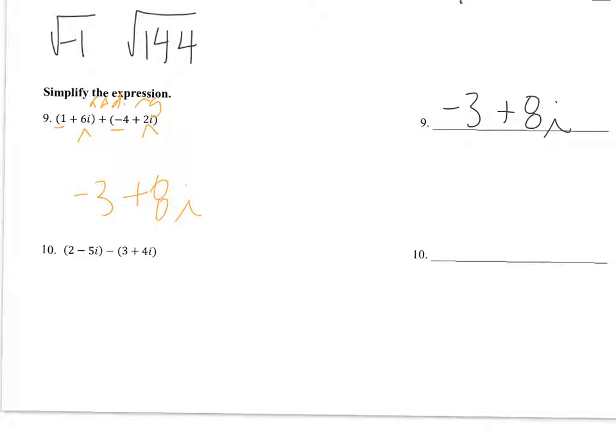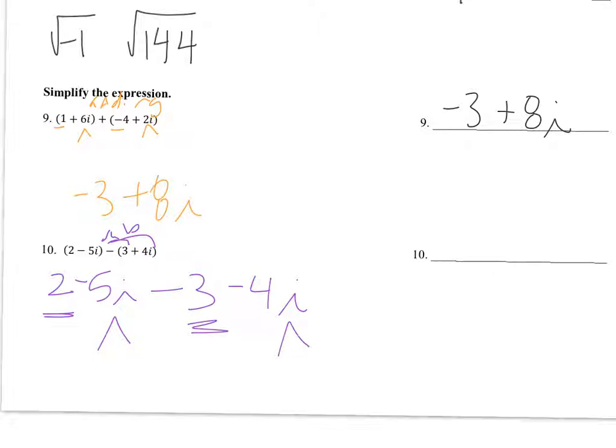Next problem. Subtracting. A lot like adding, except subtracting. So I distribute my negative in. So I'm going to write 2 minus 5i. This becomes a negative 3. Negative 1 times 3 is negative 3. And then this becomes a negative 4i. So now these two are my like terms because those are my real numbers and these two are my imaginary. So 2 minus 3 would give me a negative 1. Negative 5 minus 4 would give me a negative 9i. Done with that.